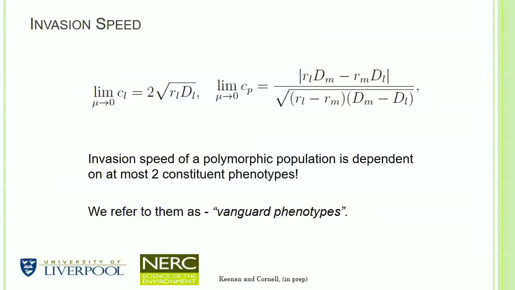So we uncovered two invasion speeds here. For those familiar, this is the Fisher speed, where L here is any particular choice of phenotype. And to the right is the anomalous invasion speed, where M is also another choice of phenotype. That's quite remarkable, because it's still only two. This is still an N system, yet it's only dependent on two phenotypes at most. There's no other contribution from any other morphs, which we found very surprising. We refer to these as vanguard phenotypes because we find them at low densities at the very front of the wave.